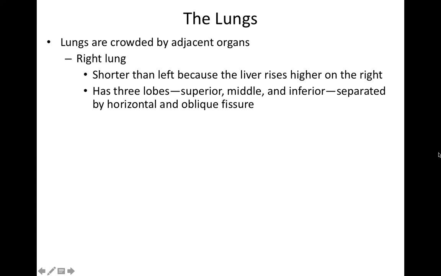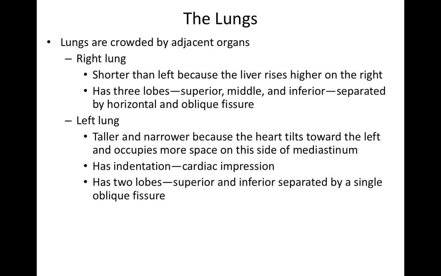So the lungs, like a sponge would be, are crowded by the organs around them. And so they're not symmetrical. The right lung tends to be shorter than the left because the liver is pushing up from below, but it has three lobes that are separated from each other. The left lung is taller because it's not being pushed up from below, but it's more narrow because the heart sits left of center. So there's a full what's called cardiac impression on the left lung that helps make room for the heart. The left only has two lobes.